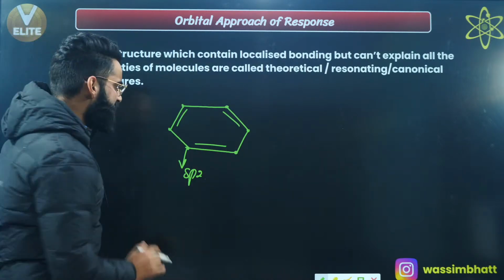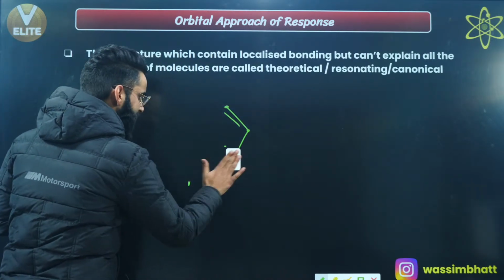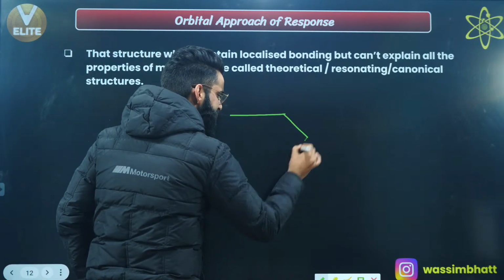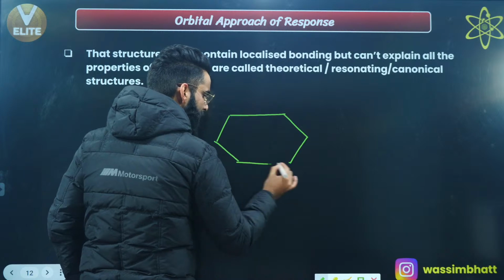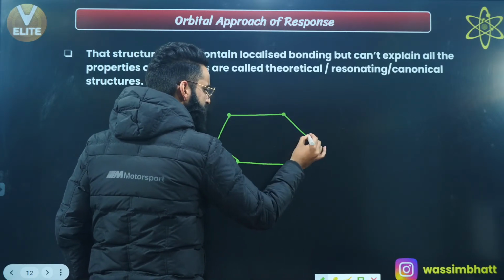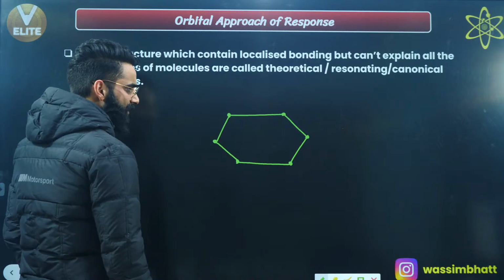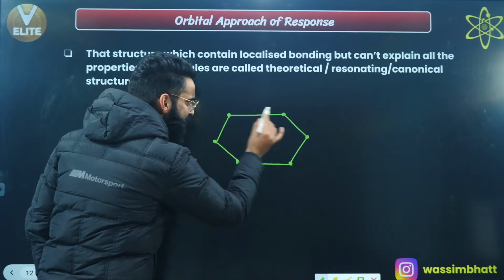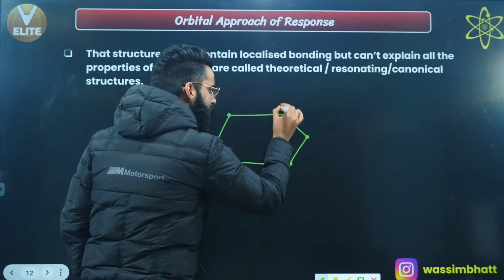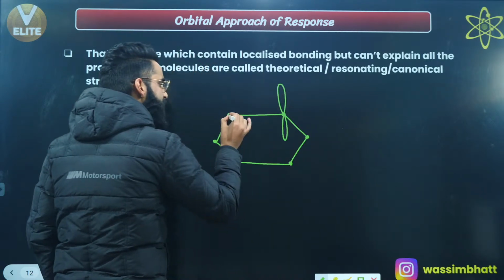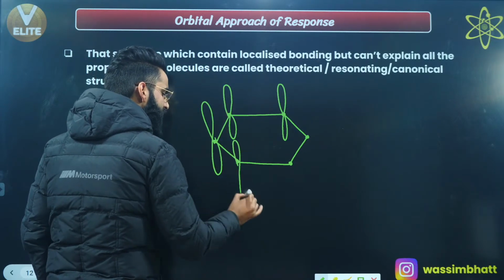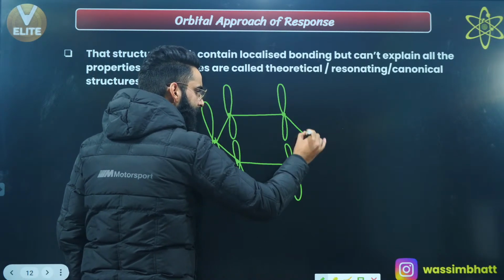Let me show it to you like this. Let me first make the six-membered ring. These are the carbon atoms, which in benzene are sp2 hybridized. Perpendicular to the plane containing these sigma bonds, there will be an unhybridized p orbital present on every carbon.